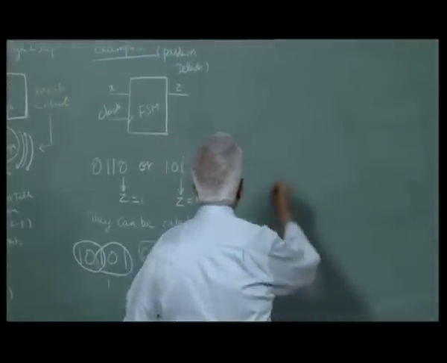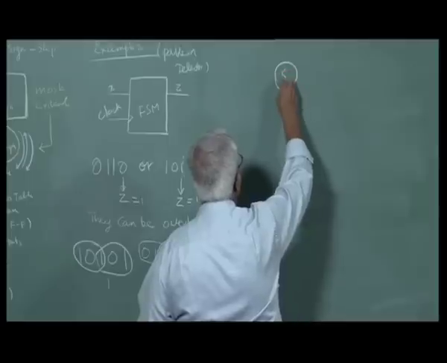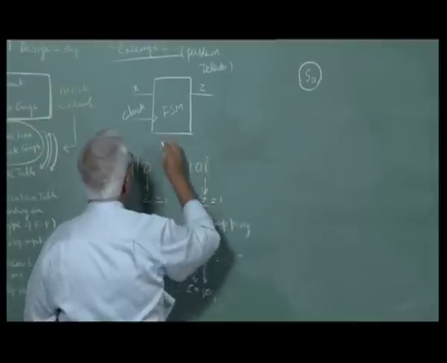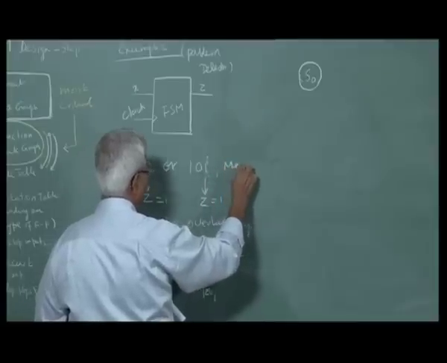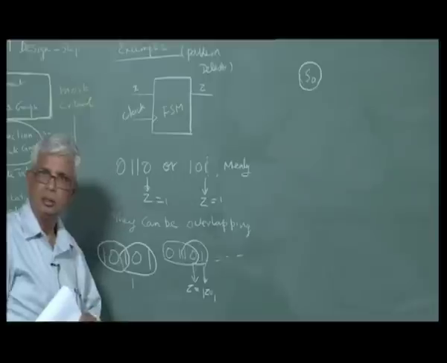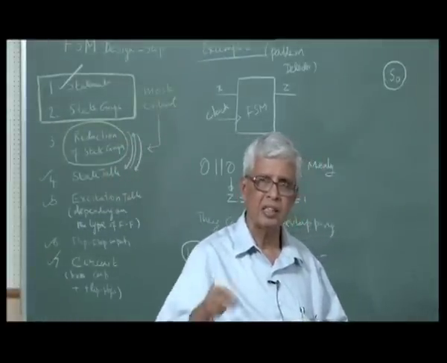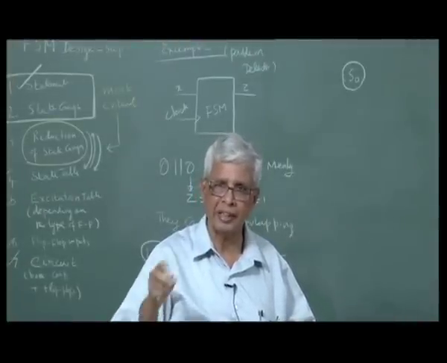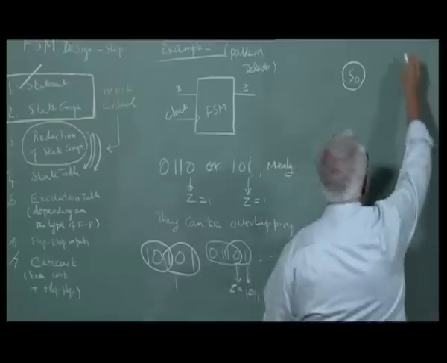Now, we will always start with S0 as a reset state. Again say Mealy machine. That means output is dependent on the input and the state from which it is coming. Moore machine means output defined by the state. Now S0, reset state.